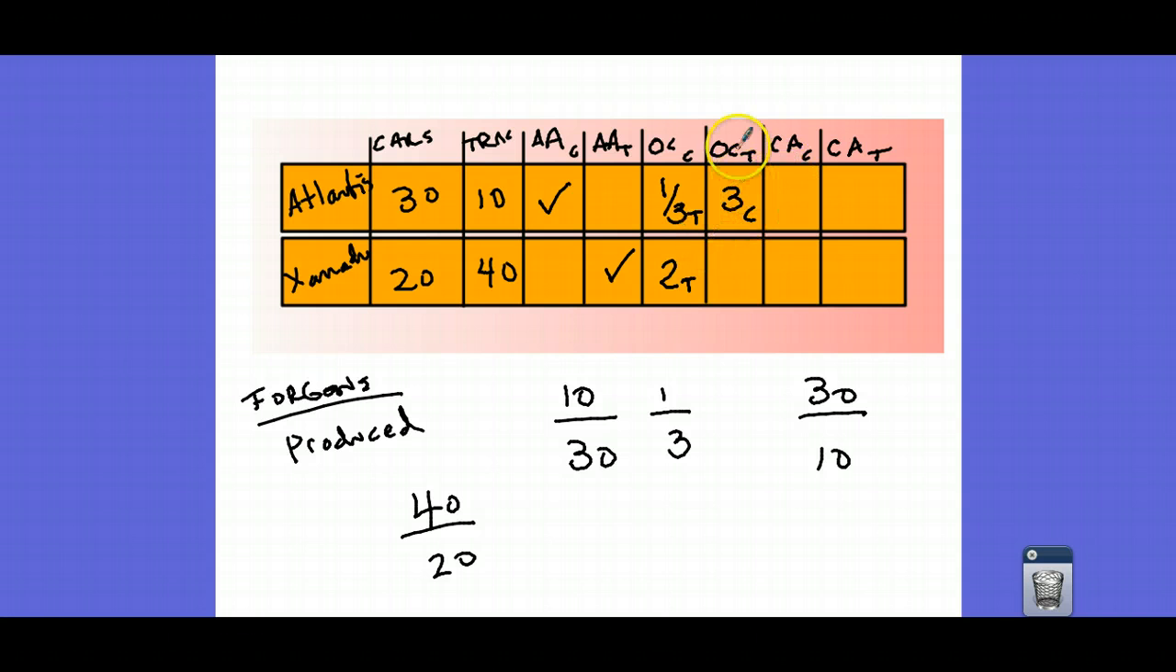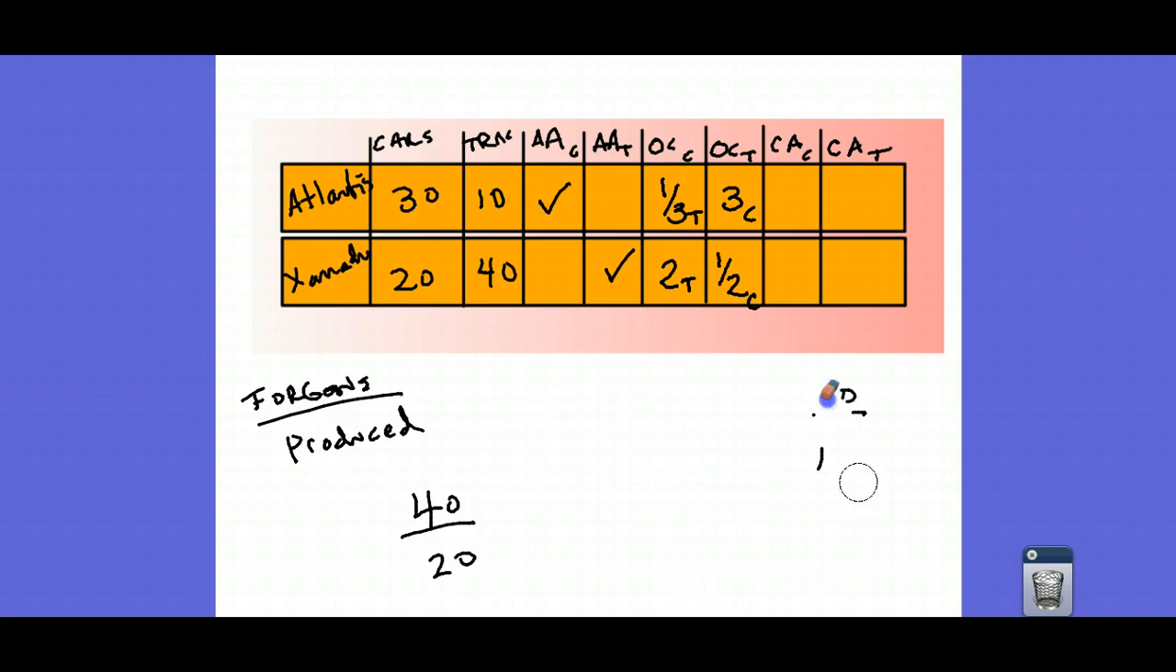Okay, we're going to do it again for opportunity cost of tractors for Xanadu. Every time I make a tractor, I have to give up a certain amount of cars. The good foregone is 20. The good produced is 40. 20 goes into 20 one time, 20 goes into 40 twice. We have 1/2. Opportunity cost of making one tractor for Xanadu is 1/2. They give up 1/2 of a car every time. So you did the hard part really for this question, and the math doesn't get any more complicated than that.